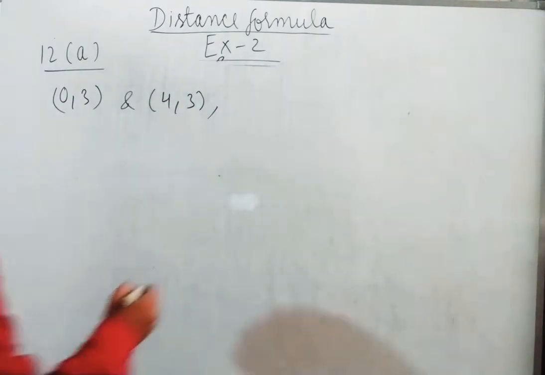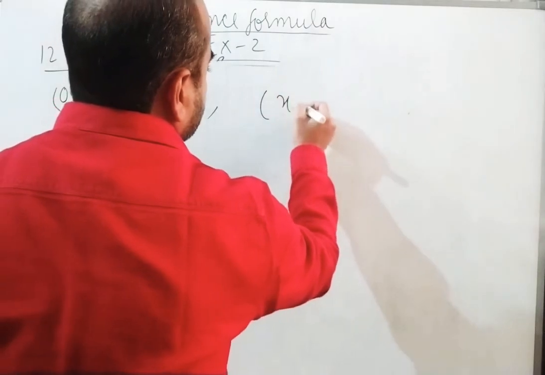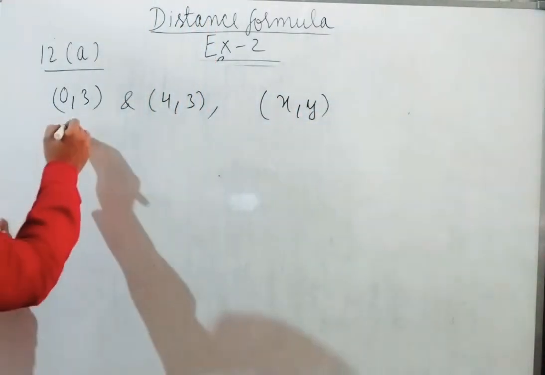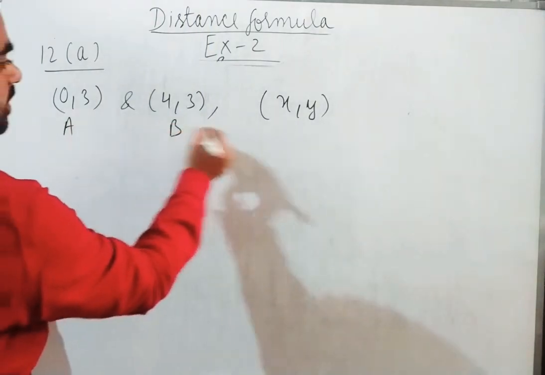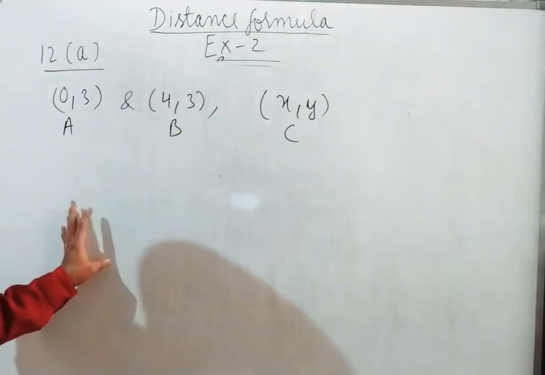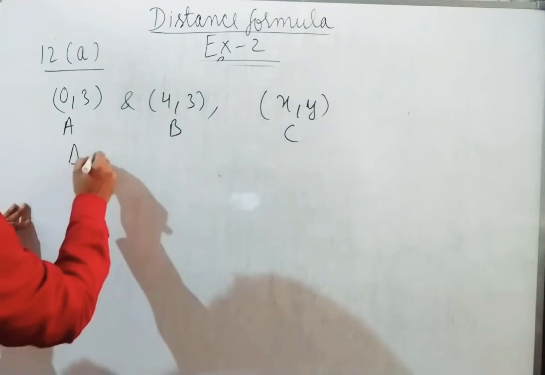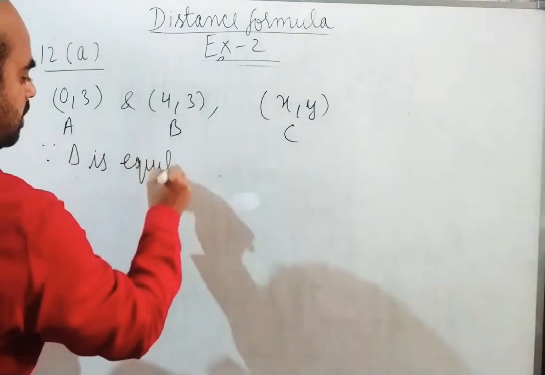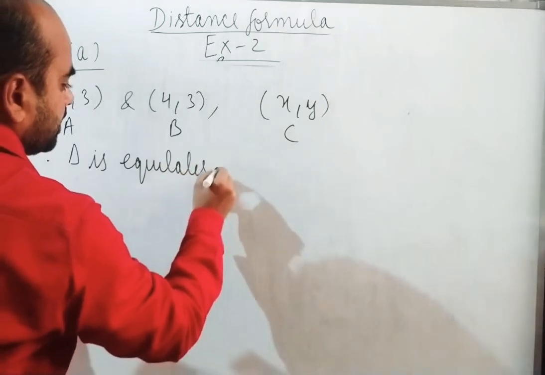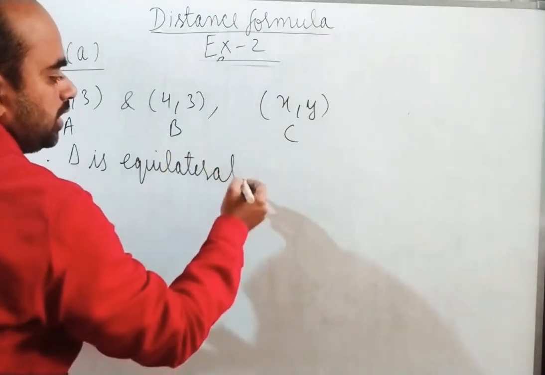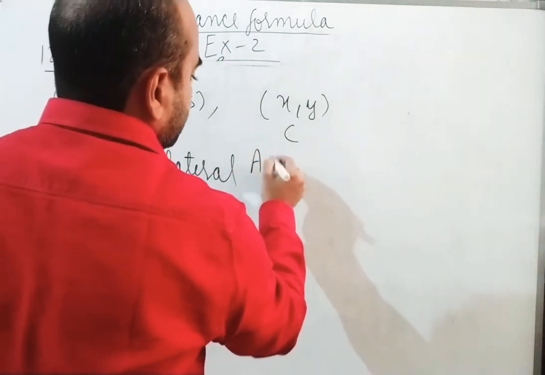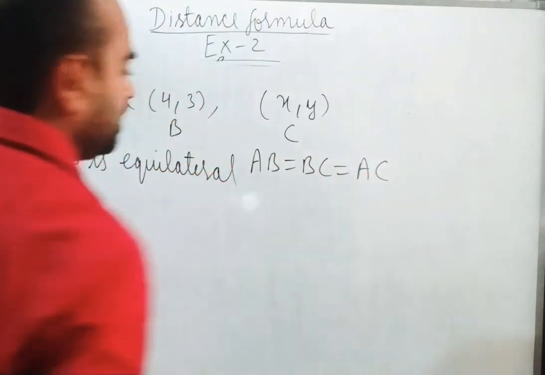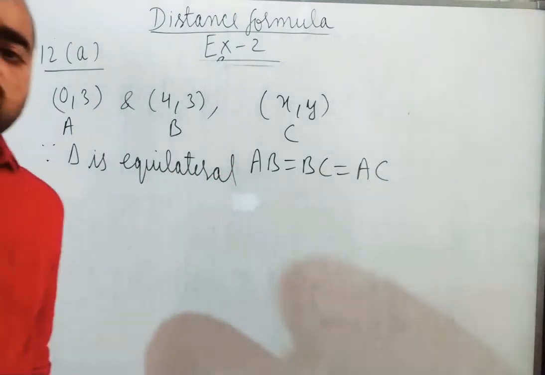So suppose the third vertex is (x, y). Clear? So we have 3 points again, A, B, C. Since the triangle is equilateral, we have this result: AB is equal to BC is equal to AC, if we are proceeding algebraically.